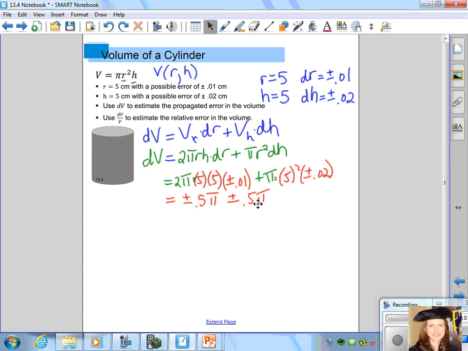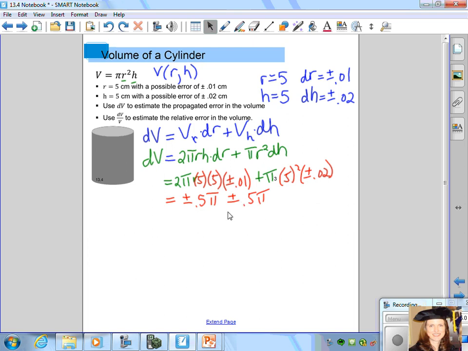Now, if both of these are positive, then the largest that the volume could be estimated to be off is a plus 0.5 pi and a plus 0.5 pi. So it could be up to 1 pi altogether. And if these are both negative, then it could be off by a negative pi. Now, if one's positive, one's negative, then you can either have like plus or minus 0.5 pi.